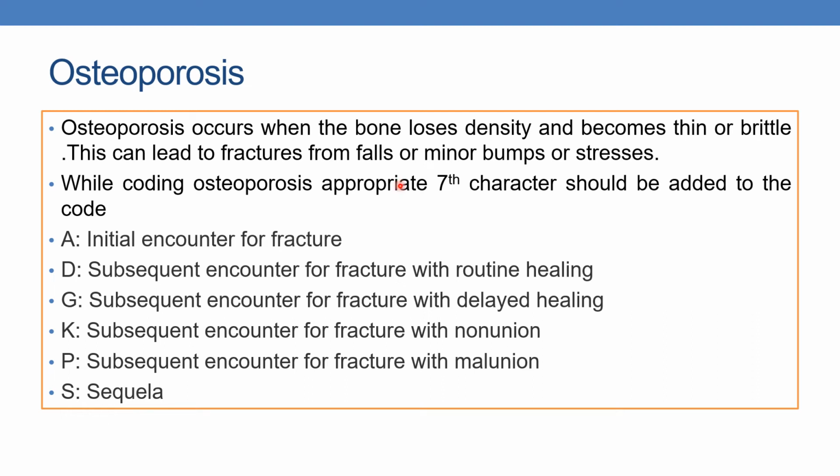While coding osteoporosis, the appropriate seventh character must be added to the code. A indicates initial encounter for fracture. D indicates subsequent encounter for fracture with routine healing. G indicates subsequent encounter for fracture with delayed healing. Seventh character K indicates subsequent encounter for fracture with non-union. And seventh character P indicates subsequent encounter for fracture with malunion. And seventh character S indicates sequela.